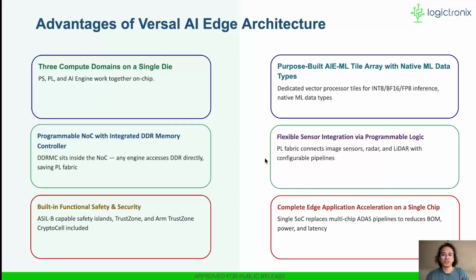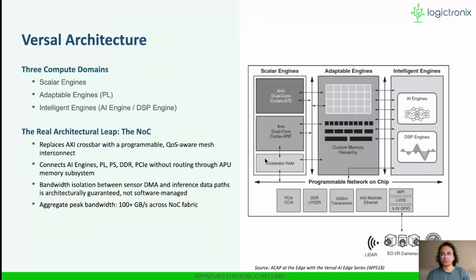Programmable network on chip with integrated DDR memory controller. It also has built-in functional safety and security with some of the components rated for ASIL-B. It has purpose-built AI ML tile array with native ML data types targeted specifically for machine learning workloads, flexible sensor integration via programmable logic, and complete edge application acceleration on a single chip. You can design a whole application using this single chip for different compute workloads.